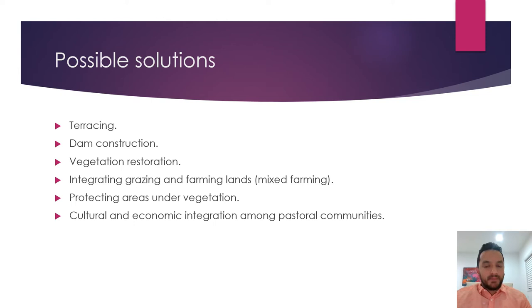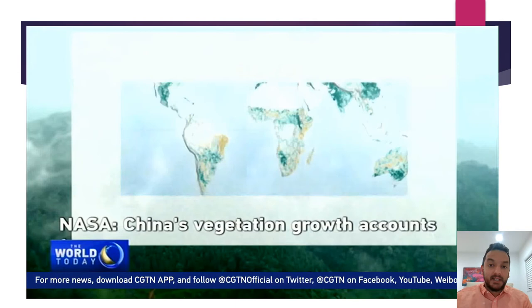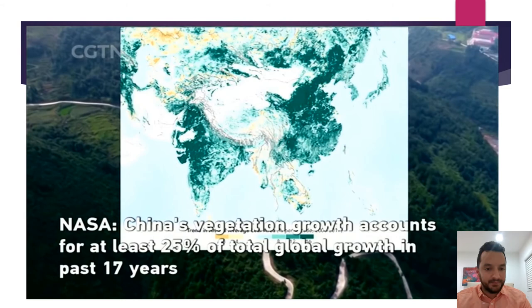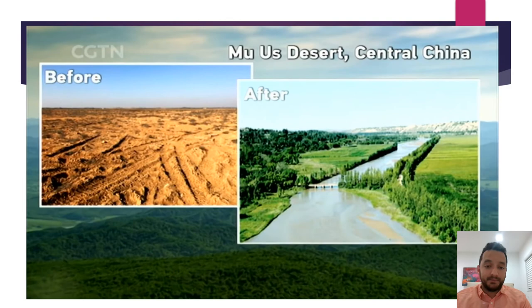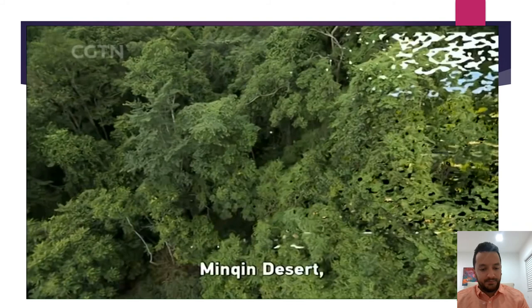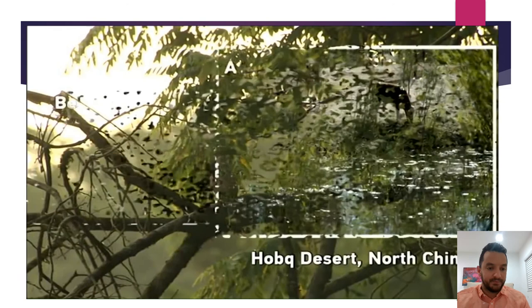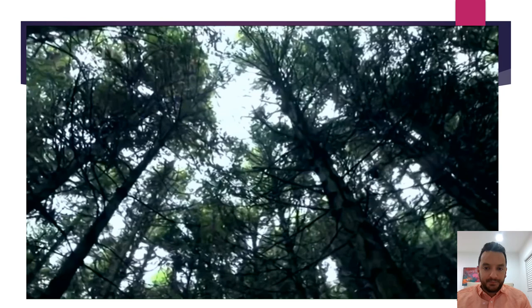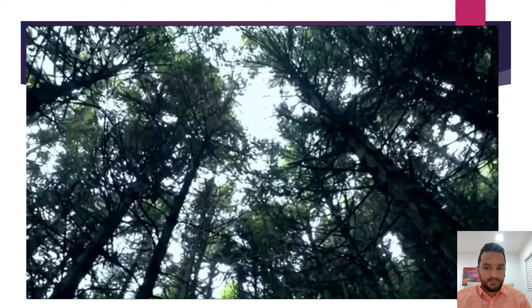You can see this image. This image is from China. Look at how China is before and after. Central China, northern China, northwest China. Look at the change. Look how hard this government is working against desertification.